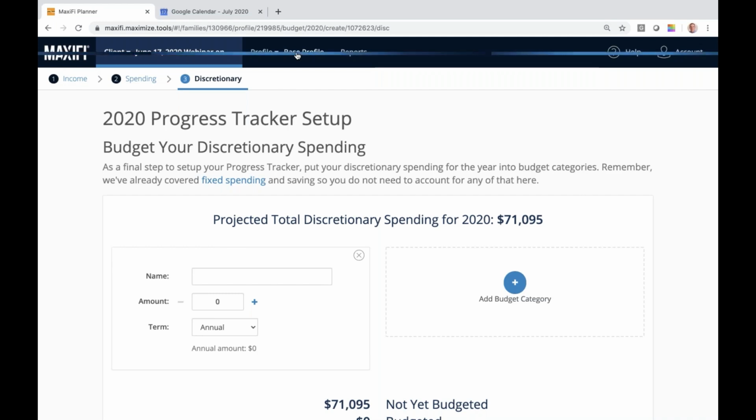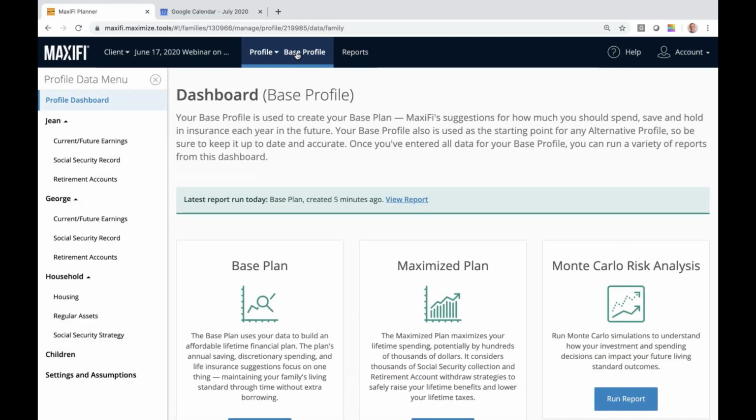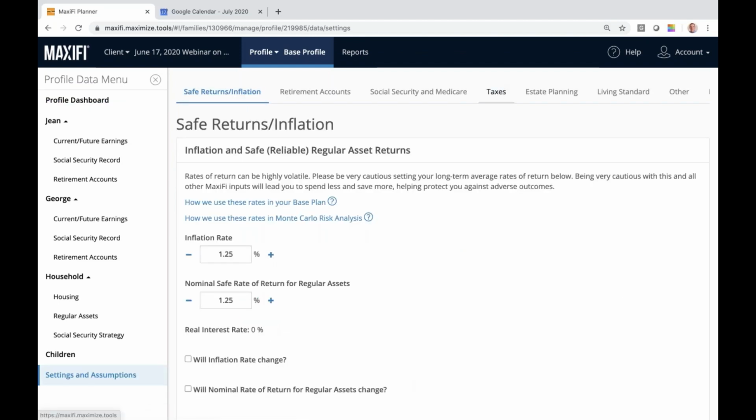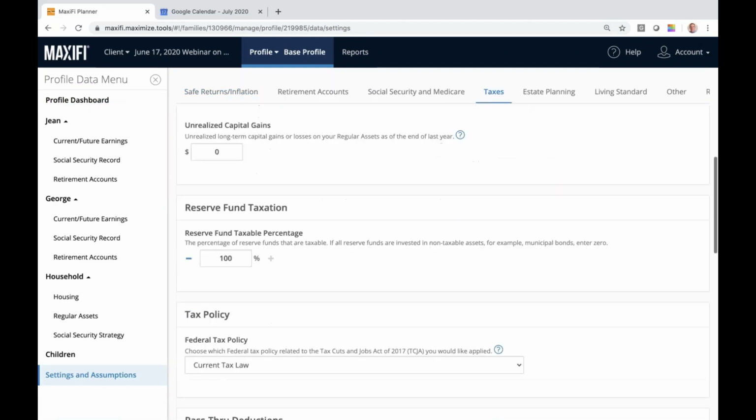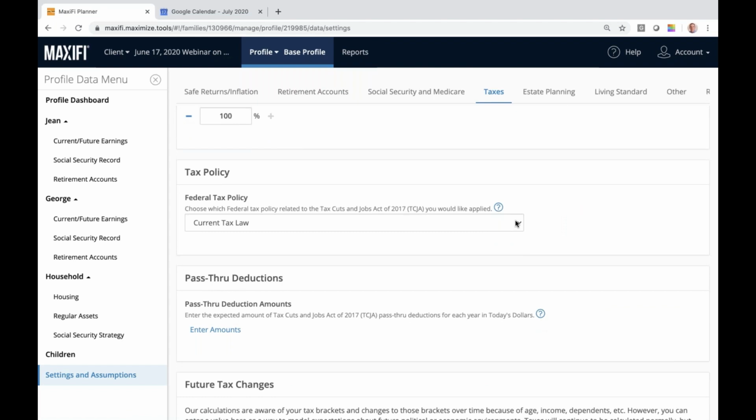If you look under settings and assumptions, you can click on taxes, and you have the option to run the tax under current tax law. You can assume current tax law is in place, and current tax law assumes that the pre-2017 tax code will come back into play. I think it's in 2027 or 2028.